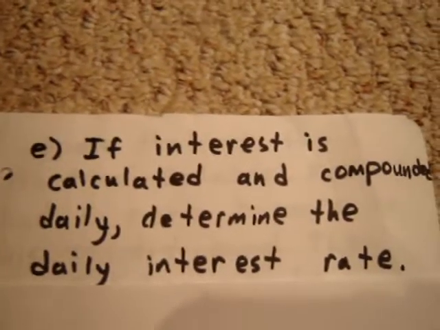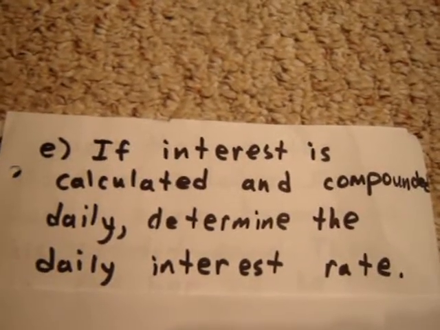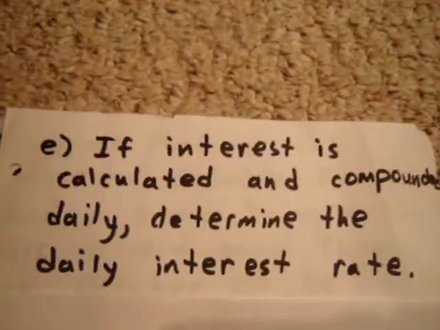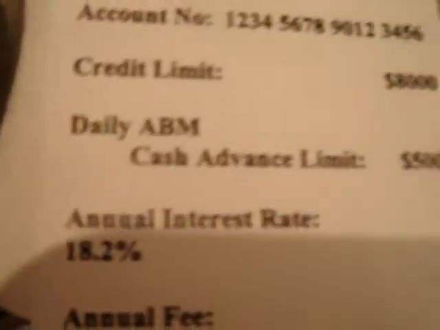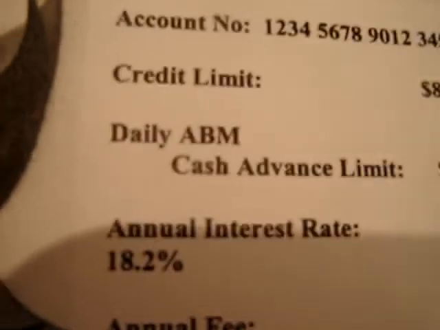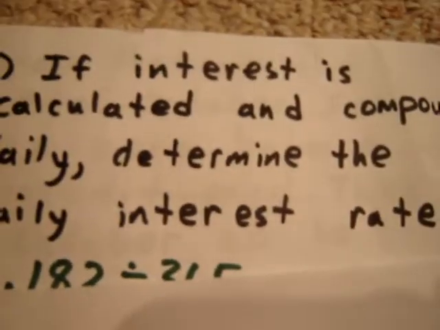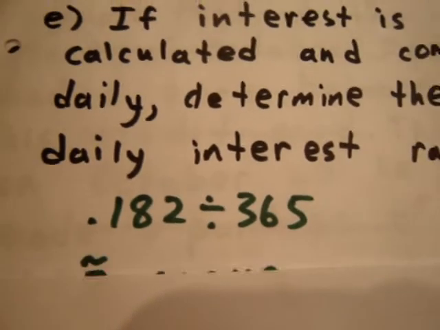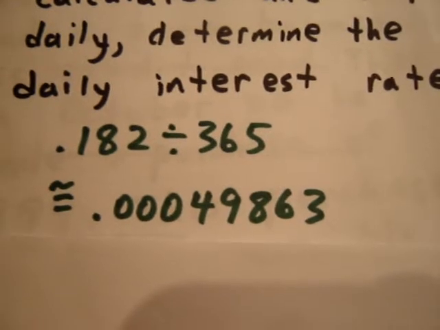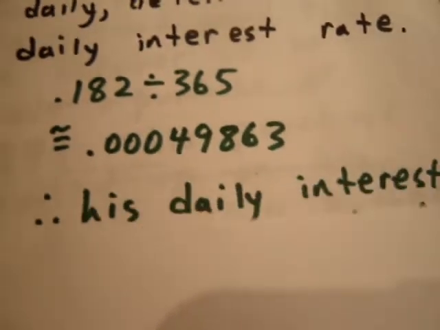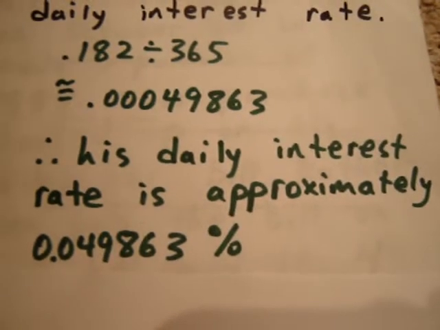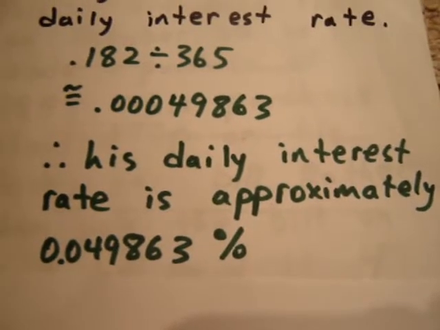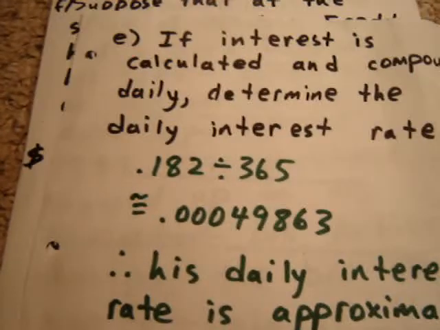Question E says that interest is calculated and compounded daily, so they'd like to know the daily interest rate. Well, if we go back to our credit card statement, we see that the annual interest rate is 18.2%. Since it's compounded daily, we're going to evaluate 0.182 divided by 365, which is approximately 0.000498863, and we can say his daily interest rate is approximately 0.049863%.